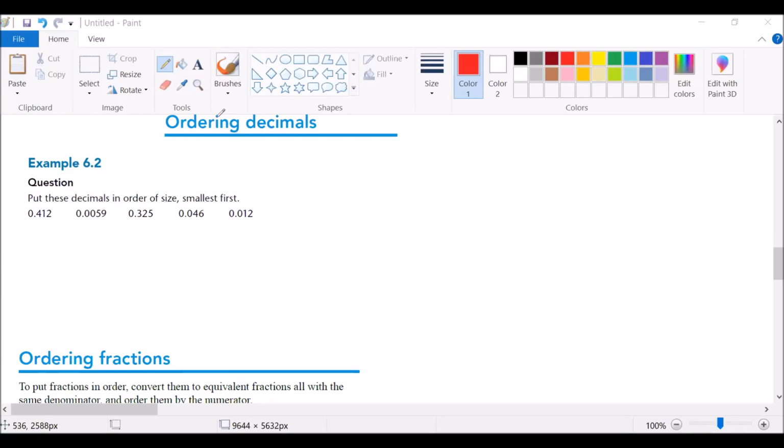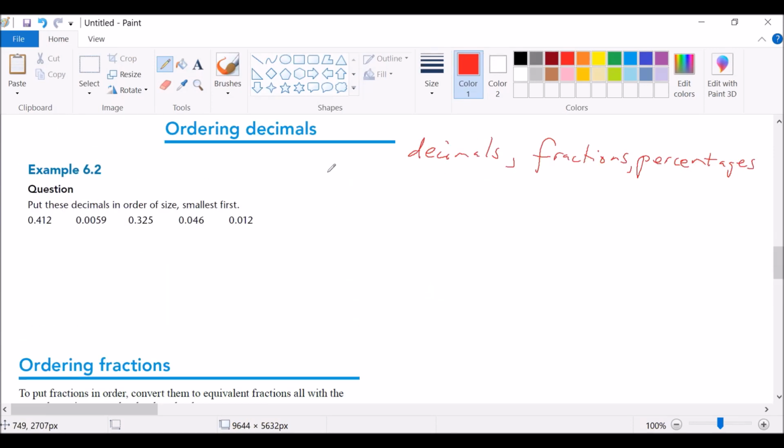We continue with this topic on ordering in mathematics. Today we're going to look at ordering decimals, fractions, and percentages. When we are ordering decimals, we would want to express them as fractions with the same denominator. First, we look at our numbers and find the number with the most decimal places.